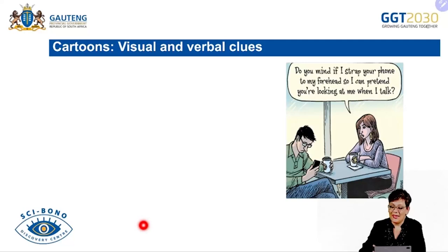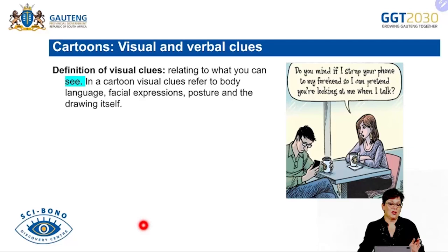Now, once again, visual and verbal clues. These are two sets of terminology we often see in question papers. Visual clues is what you see. That refers to your body language, your facial expression, posture, the drawing itself. So focus on exactly what you see and pretend the person marking your paper can't see the cartoon. You have to tell us everything.